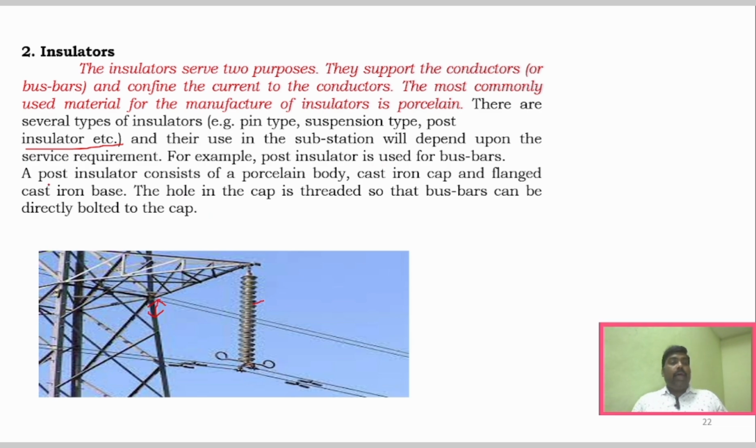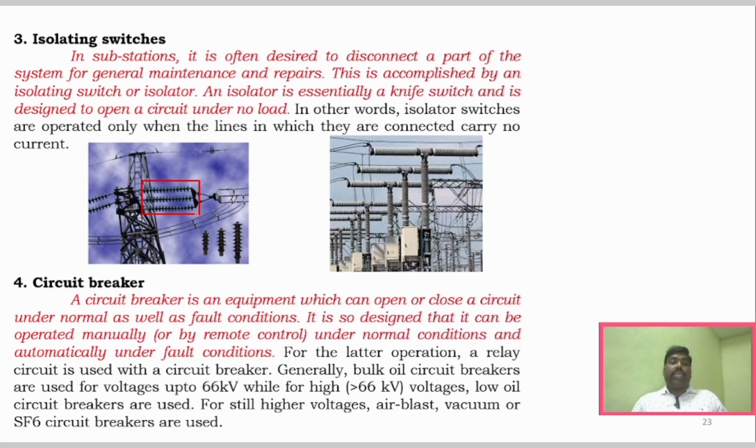And apart from it, a post insulator consists of a porcelain body, cast iron cap, and flanged cast iron base. All this is theory, you can just go through it, right? But you have to understand what is the purpose of an insulator. And isolating switches, as I said, for maintenance and repair work, whenever we want to disconnect a part of the system from the main system, then we will use these isolating switches. We can call them isolators or isolating switches, right? So it is used for maintenance purposes.